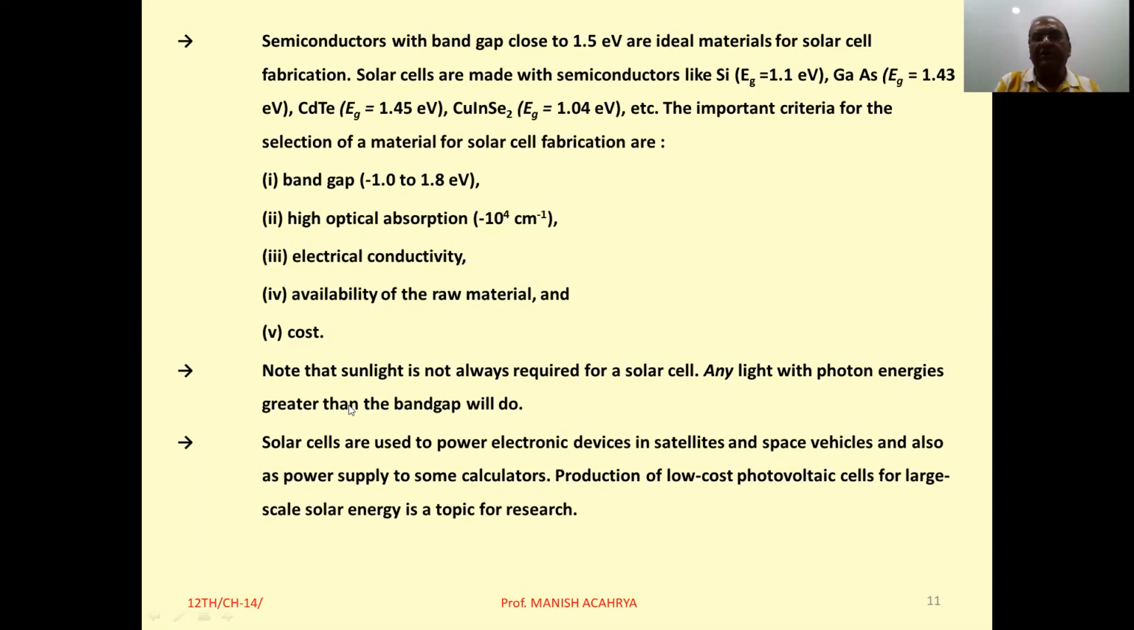If sunlight is not there, but the radiations in the atmosphere incident on the solar cell have energy greater than the band gap energy, then EMF will be generated. Solar cells are used to power electronic devices in satellites and space vehicles, and also as a power supply to some calculators. Production of low-cost photovoltaic cells for large-scale solar energy is a topic of research that you have to do. Clear to all of you?